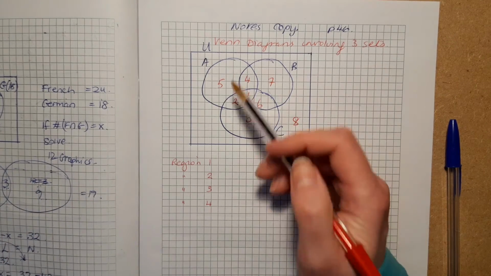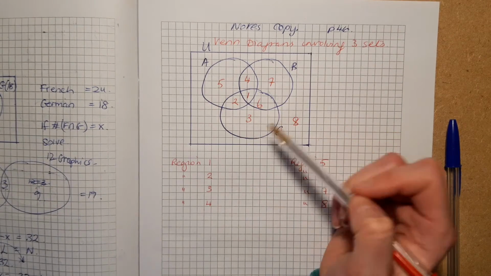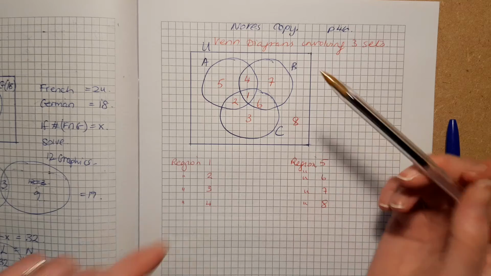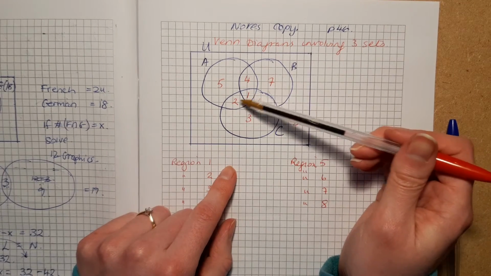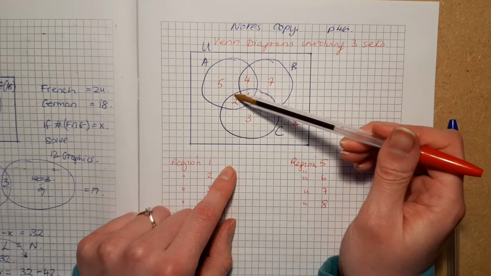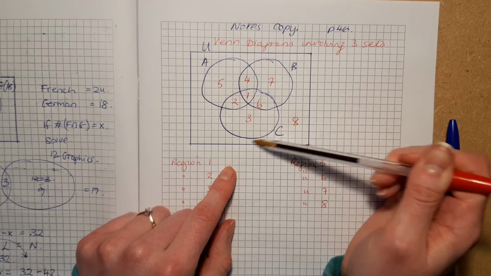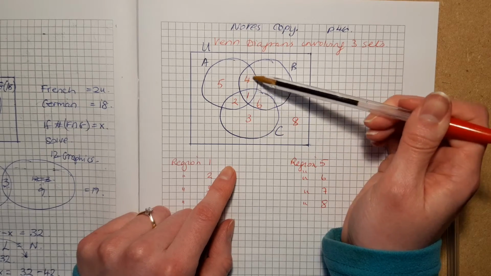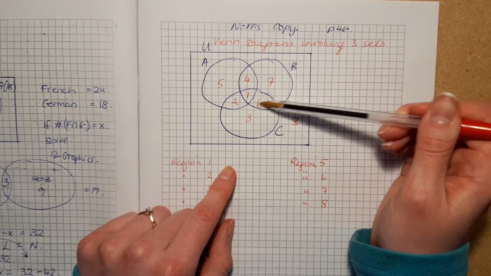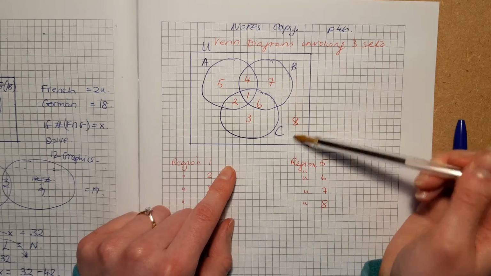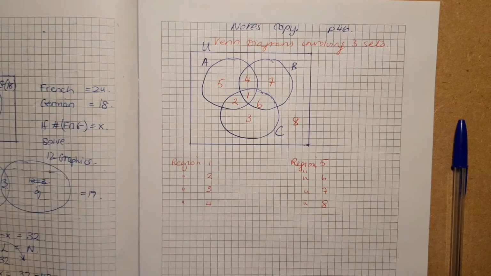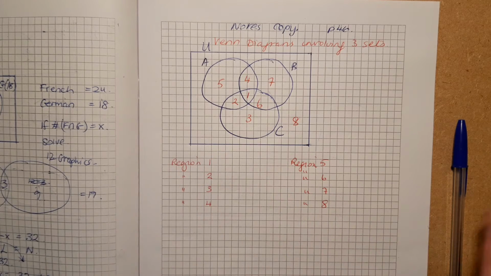So 3 sets are just the 3 circles A, B, and C. And I'm going to explain what all of these numbers mean. So this is region 1. This is region 2. Region 3 is all of this bit here. Region 4, region 5, region 6, region 7, and region 8. But I'm going to use a notation for people to see what the notation involved is.